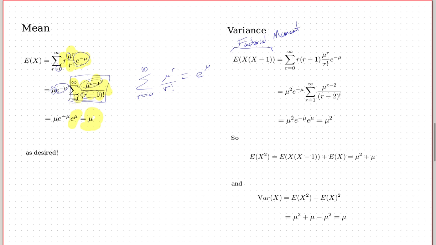The factorial moment is the expected value of x times x minus 1, because this looks like the start of a factorial expression, right, x times x minus 1. And sometimes computing the factorial moment is more convenient for calculating the variance than is computing the second moment, right? So this is one of those cases. So we actually compute the factorial moment, that is the expected value of x times x minus 1.